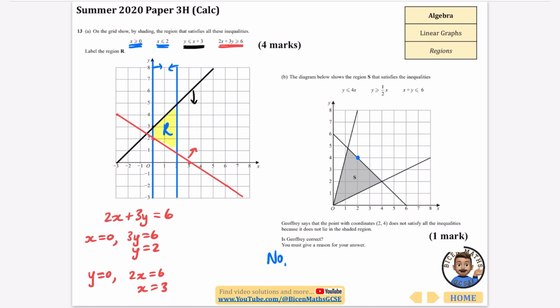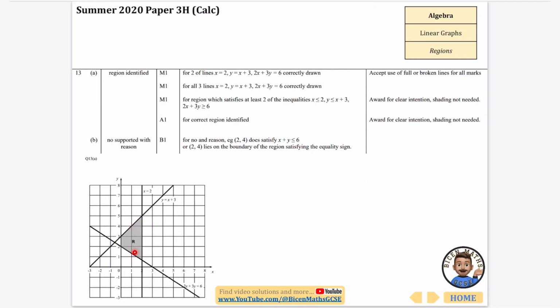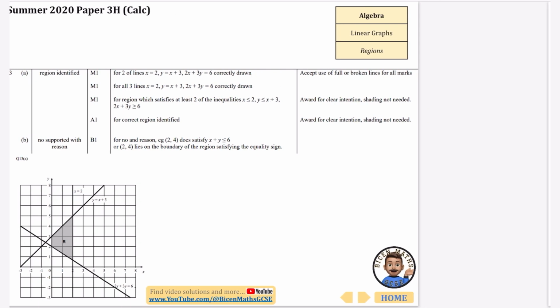No, he's not. (2, 4) is on the boundary, which is included. If it was a dotted line here, then it wouldn't be included, but it's a solid line, so he is wrong. So we've got this correct region, and then no, (2, 4) does satisfy this, or (2, 4) lies on the boundary of the region, satisfying the inequality sign.